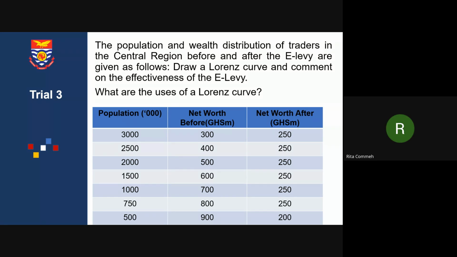The population and wealth distribution of traders in the central region before and after the e-levy are given as follows. Draw a Lorenz curve and comment on the effectiveness of the e-levy. What are the uses of the Lorenz curve? Please, am I done, or should I read the table?